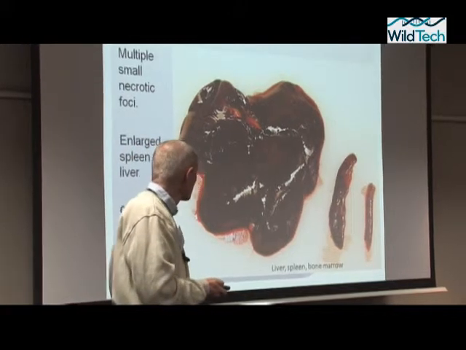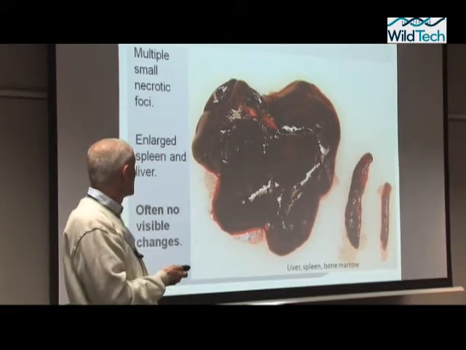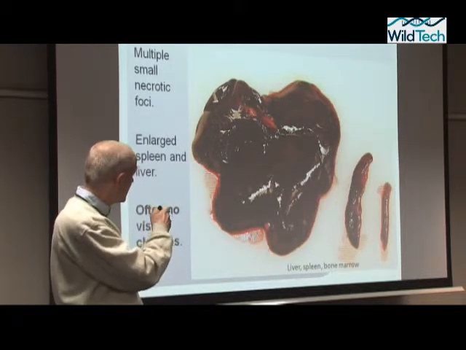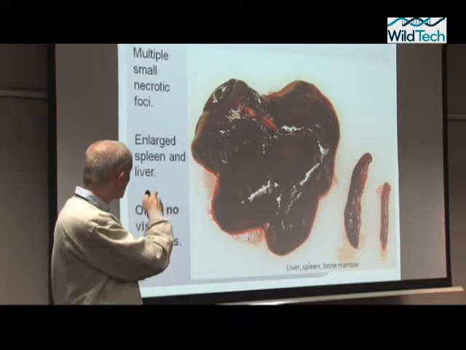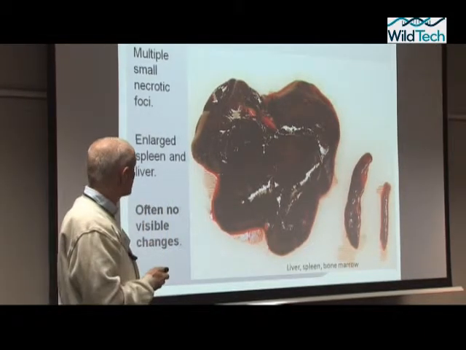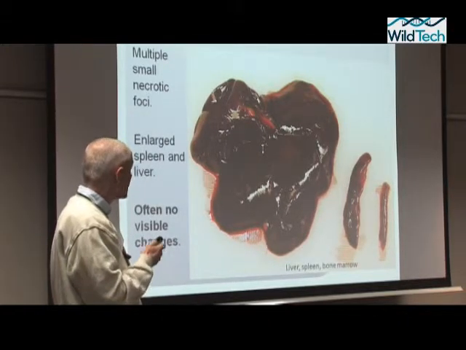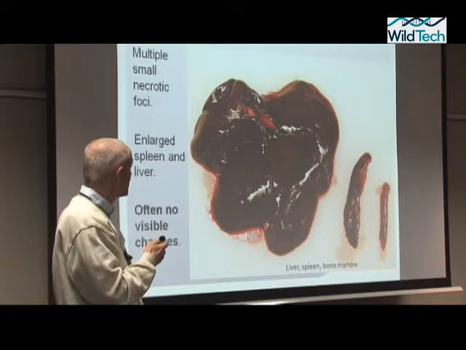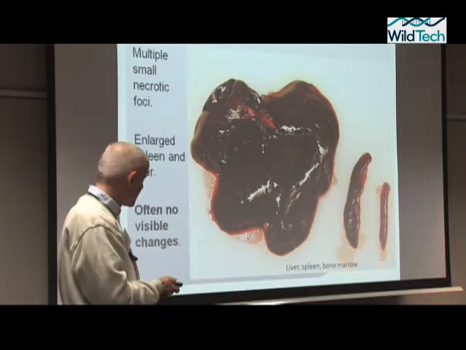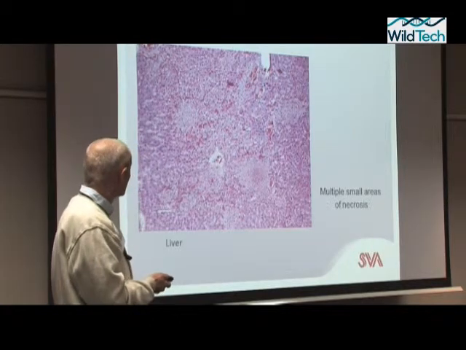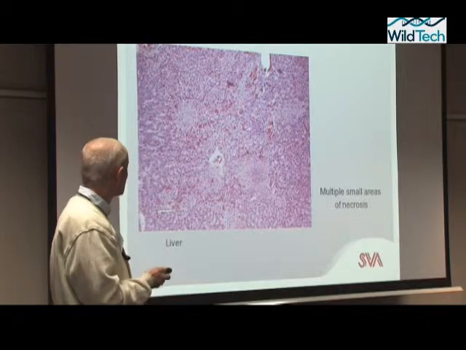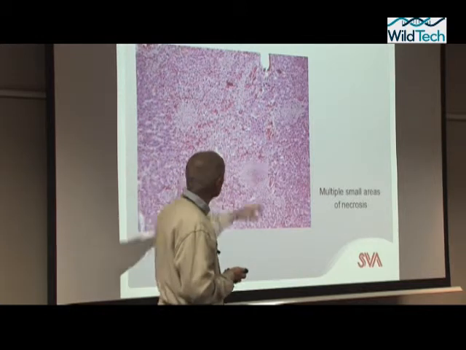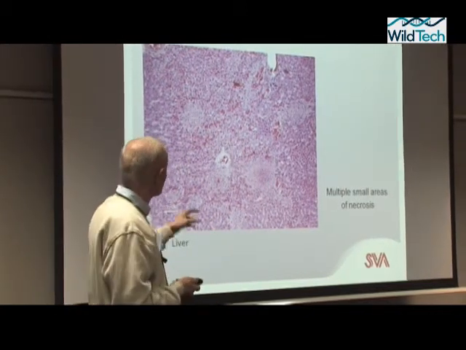The typical picture is what you see here, the enlarged, blood-filled, extended organs like the liver, spleen, and bone marrow, with multiple pale necrotic foci. But in many cases, the gross lesions are difficult to see or very inconspicuous. Microscopically, the picture is always there: the multiple small areas of necrosis in multiple organs, as you see in this liver.